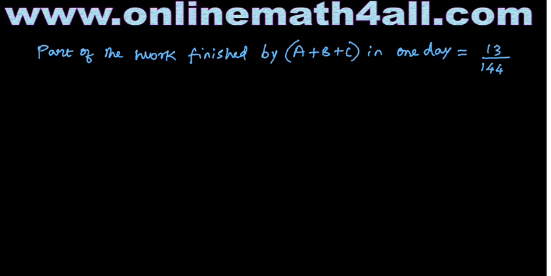So now I am going to apply the second trick, that is, if a man finishes 1 over m part of the work in one day, how many days will it take to finish the same work? So the reciprocal of 1 over m, that is m. So here the part of the work finished by A, B and C in one day is equal to 13 over 144. Then how many days will it take A, B and C to finish the work? So the reciprocal of 13 over 144, that is 144 over 13.